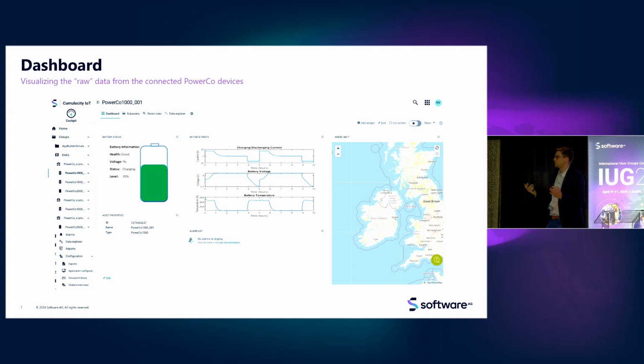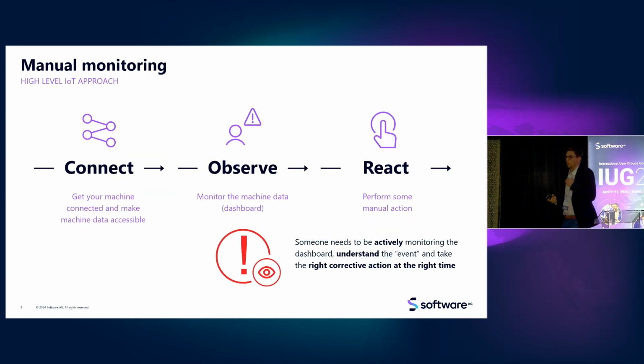So that's very easy. But of course, from a PowerCo perspective, if I now want to investigate this across the whole fleet of devices that I have out there, it becomes a very tedious task. Because if you think about your typical IoT approaches, you connect your devices, you observe what's going on, and then you react if you see something going wrong. But of course, there's an entire fleet of devices out there. If you want someone to be actively monitoring on all of those devices, understand what's going wrong, and then take a corrective action, that's not a very scalable approach from a PowerCo perspective.